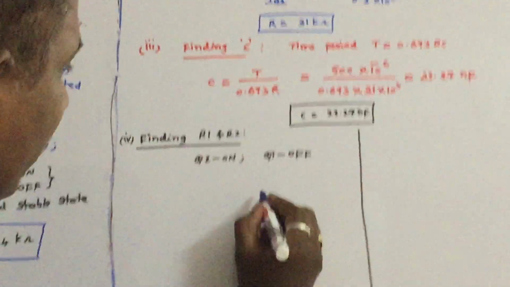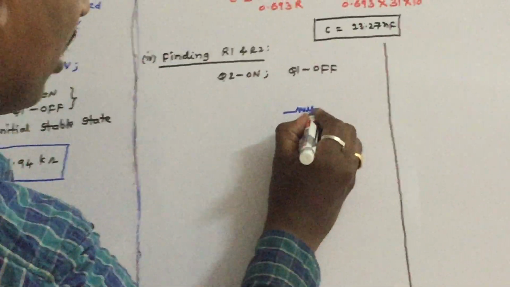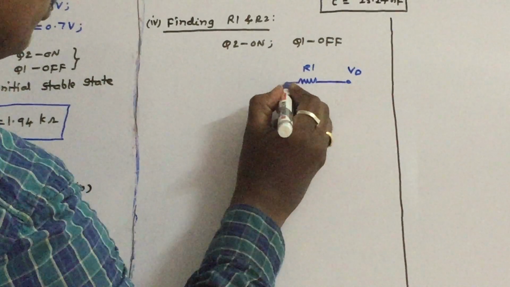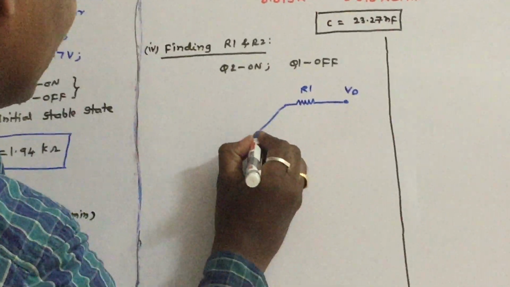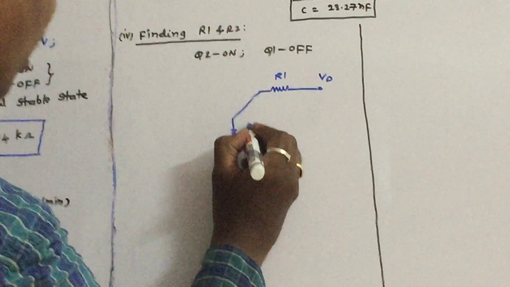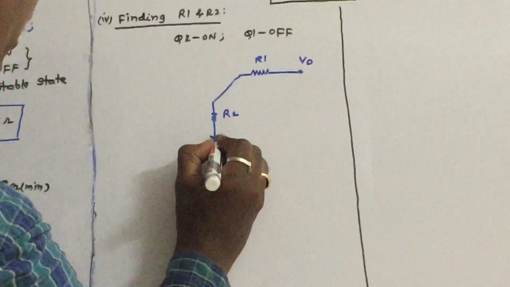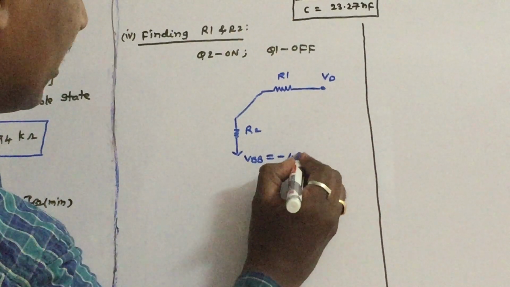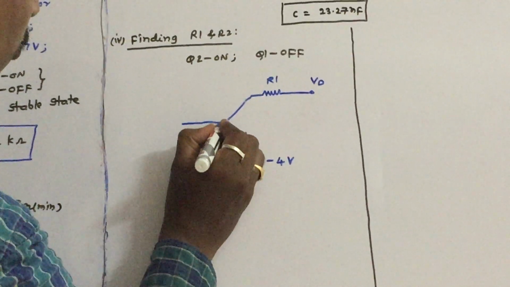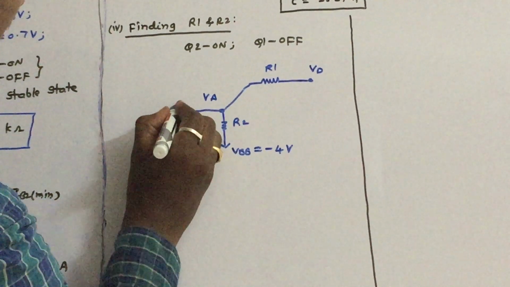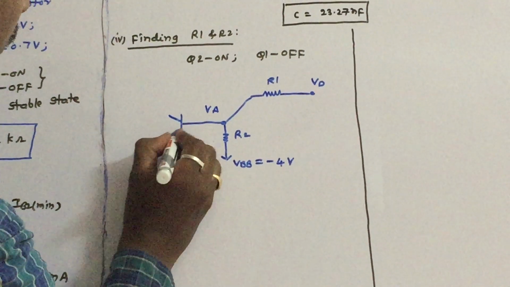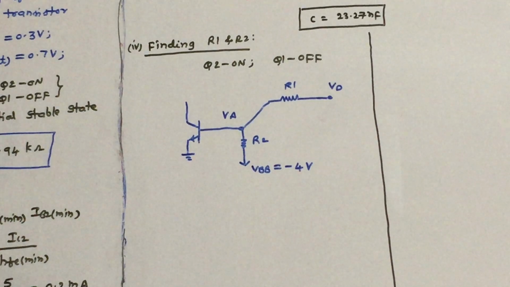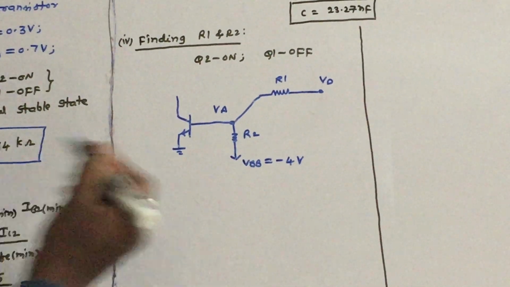So I am drawing that circuit. This is R1. This is VD. Let us take this resistor as R2. What is VBB given in the problem? VBB is equal to minus 4 volts. This node voltage is VA, which is connected to the transistor Q1. So Q1 is in off condition.